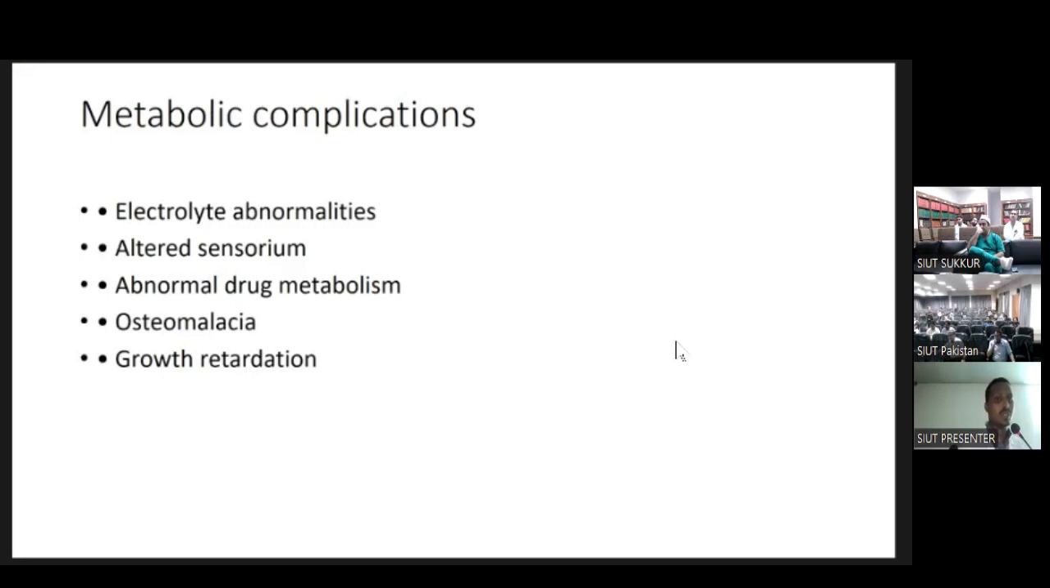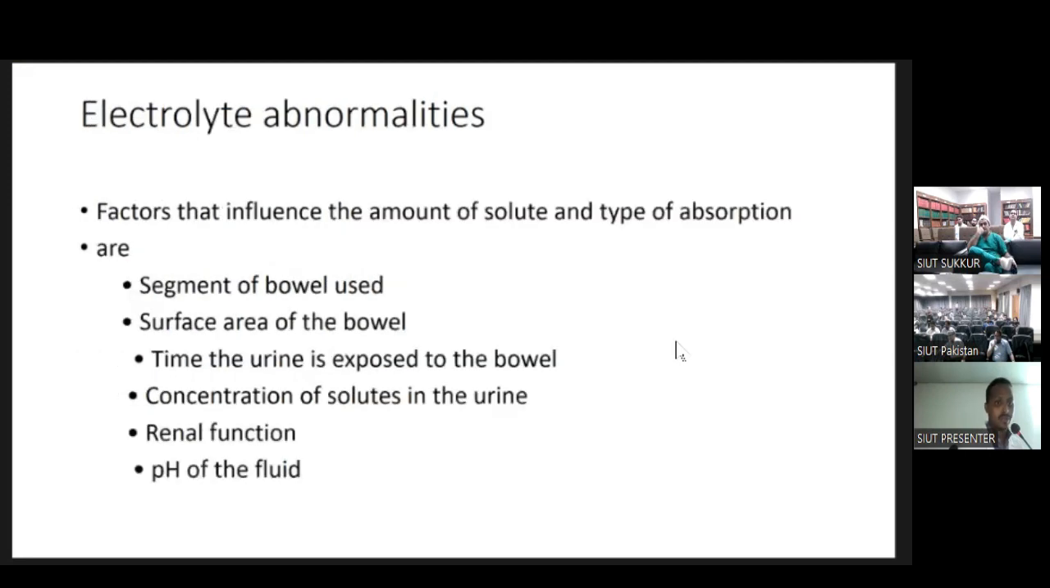And this is the most common issue which most probably we have seen: metabolic complications, electrolyte abnormalities, altered sensorium, abnormal drug metabolism, osteomalacia, and growth retardation. Regarding electrolyte imbalance, the factors that influence the amount and type of absorption are the segment of bowel used, surface area of the bowel, the time the urine is exposed to the bowel, concentration of solute in the urine, renal function, and pH of the urine. We have to consider all these. And every segment we use from the bowel has its own complications, advantages and disadvantages, and management.